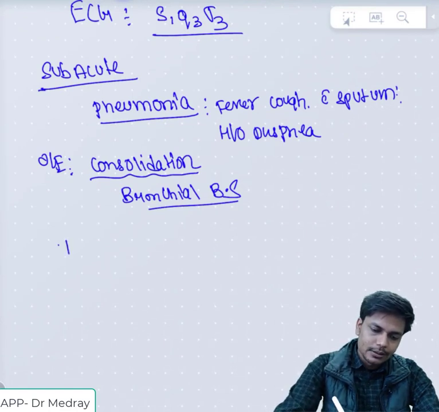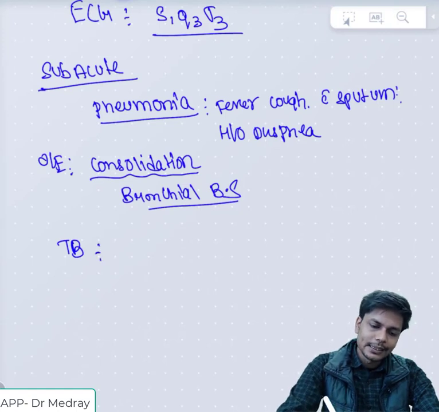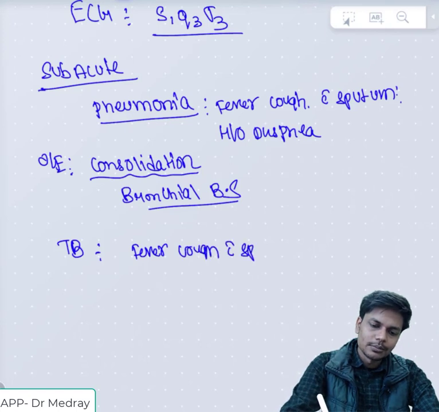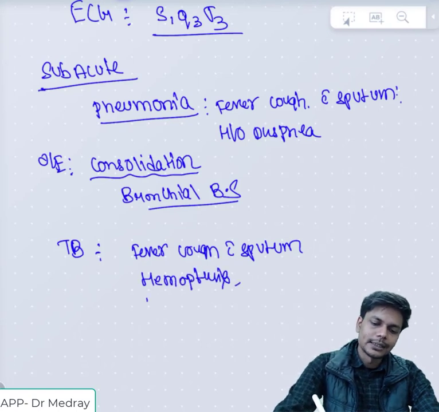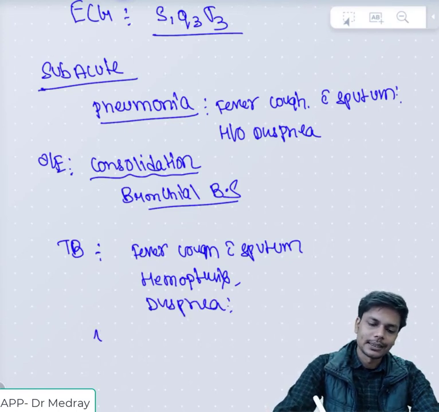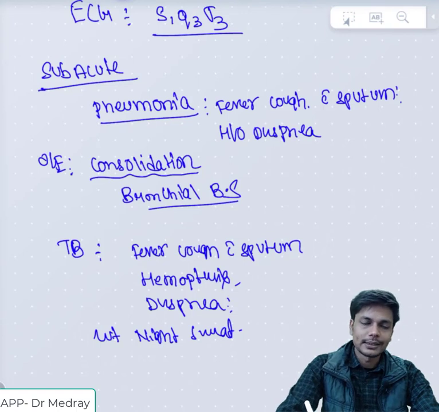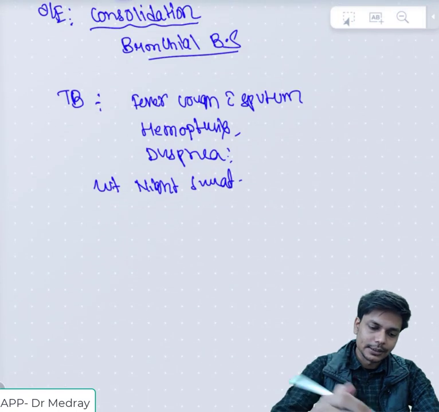In tuberculosis we will get a history of fever, cough with sputum, hemoptysis. We have discussed this, along with dyspnea. There will also be history of chronicity of the disease, like weight loss, night sweat, loss of appetite. All these things can be present in tuberculosis.